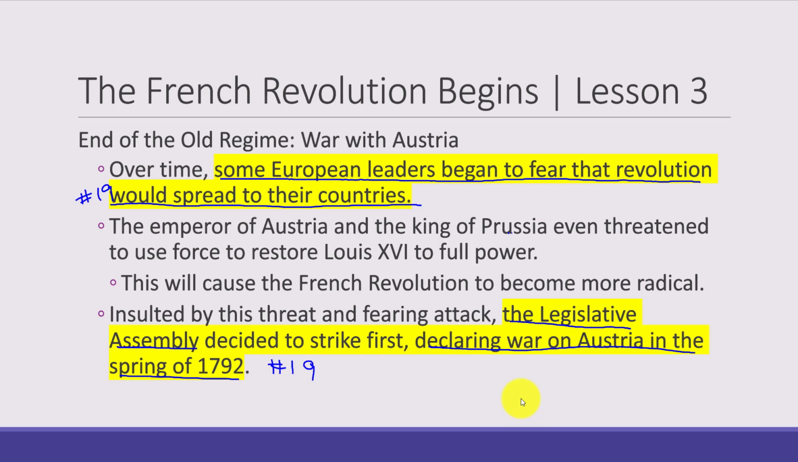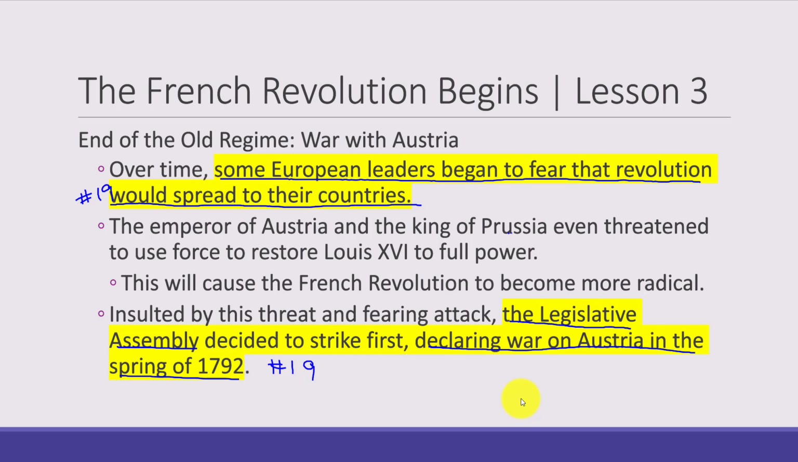So over some time, a lot of the European leaders surrounding France were afraid that the revolution would spread to their countries, particularly Austria, okay, and the King of Prussia. So they decided to threaten France that they would restore King Louis XVI to his full power as absolute monarch. When the Parisians heard about this, especially the Legislative Assembly, they were like, oh no, that cannot happen. So they became even more radical and even more violent, right?